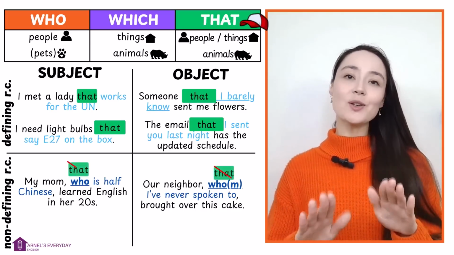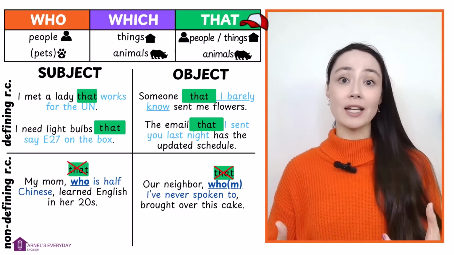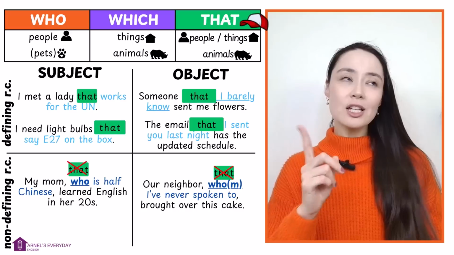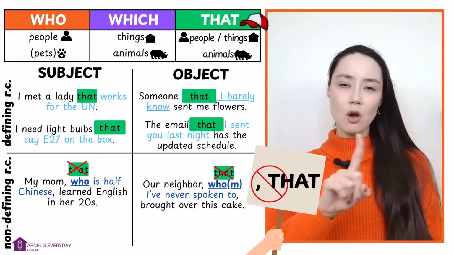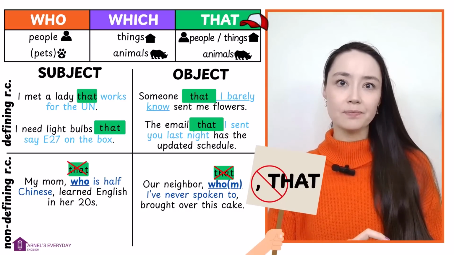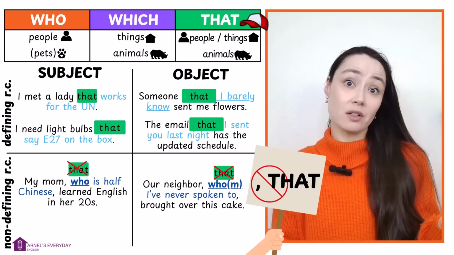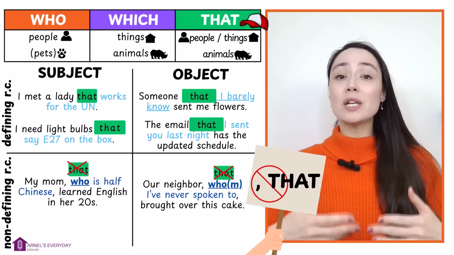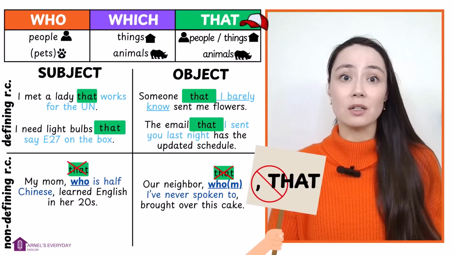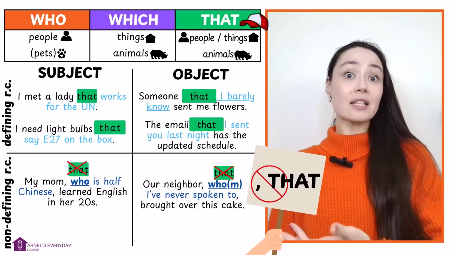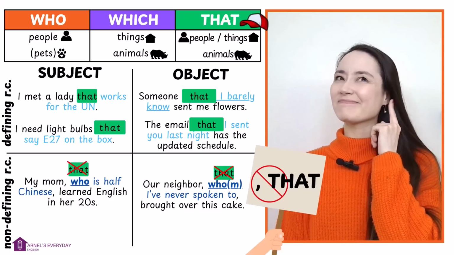You cannot use that in a non-defining relative clause. Just think about it like this. No, that after a comma. Why? Because it sounds weird. That isn't used to introduce extra information. My mom, that is half Chinese? No.